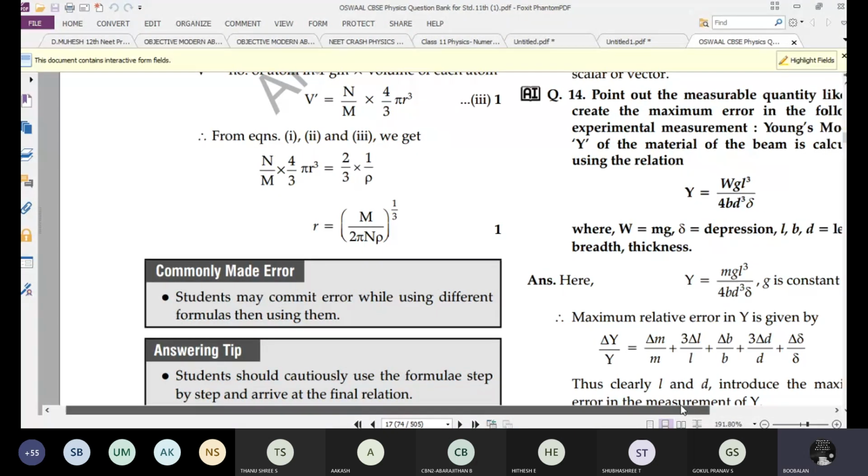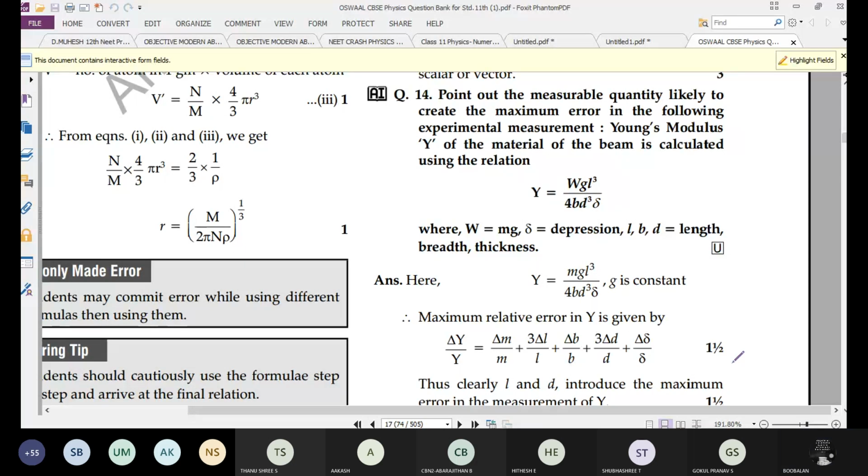Okay, next problem. It is based on power. Point out the measurable quantity likely to create the maximum error in the following experimental measurement. Young's modulus Y equal to WL cube divided by 4 b d cube into delta. W means the weight mg, delta is depression, L, b, d are length, breadth, thickness. So this is looking like a power.